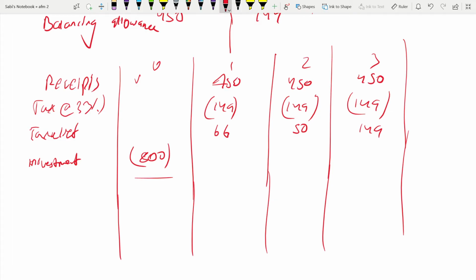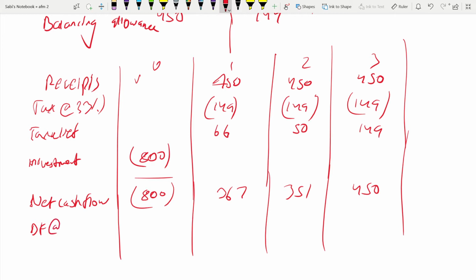Okay. Next is cash flow. Net cash flow. So 800 negative, 367 positive, 351 and 450. Then we have the discount factor, which is at what percent? 16%. You have already calculated it. So 1, 0.862. You can use the table and get the figure here.